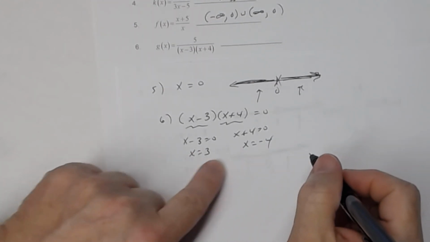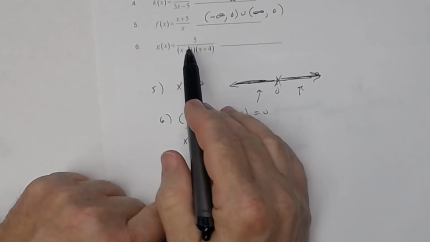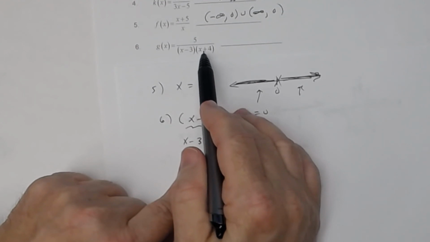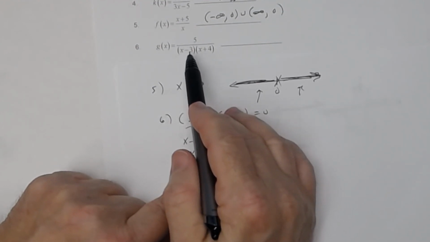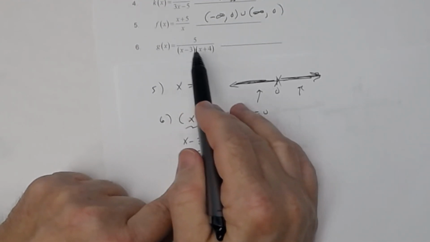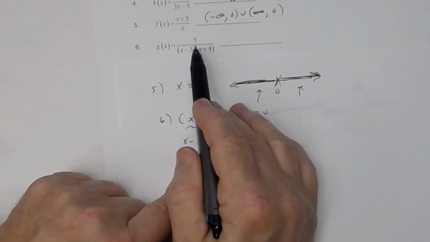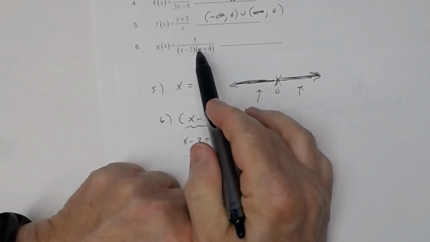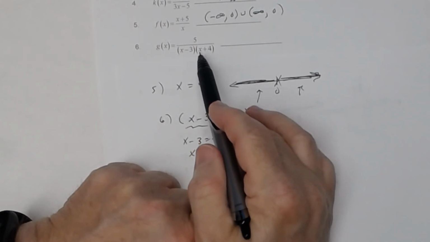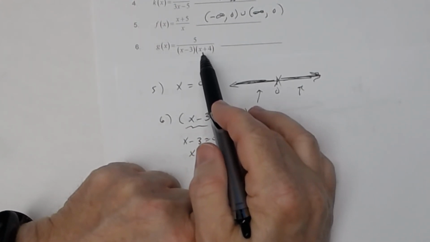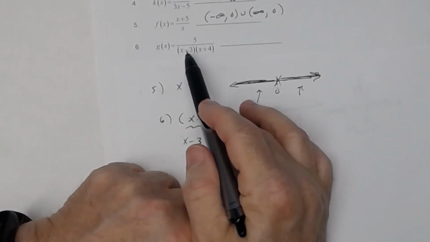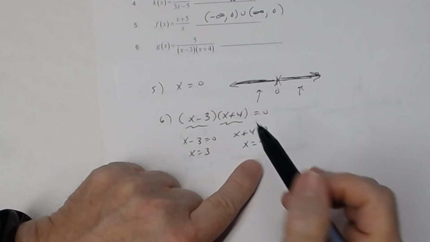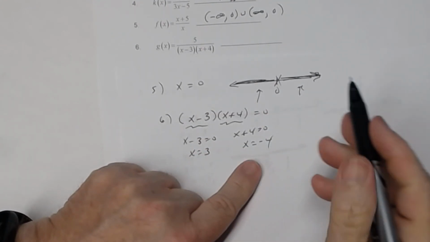I cannot use either of those, because if I use 3, notice what happens. 3 minus 3 is 0, and it doesn't matter what this is, because 3 plus 4 is 7, right? But it didn't matter because this was 0. So 0 times any number is 0, and 5 divided by 0 is undefined. Same thing here, negative 4. If I put negative 4 into this factor, negative 4 plus 4 is 0. Whatever this is, well, negative 4 minus 3 is negative 7. Negative 7 times 0 is 0, and 5 divided by 0 is undefined. So you have two restrictions here.